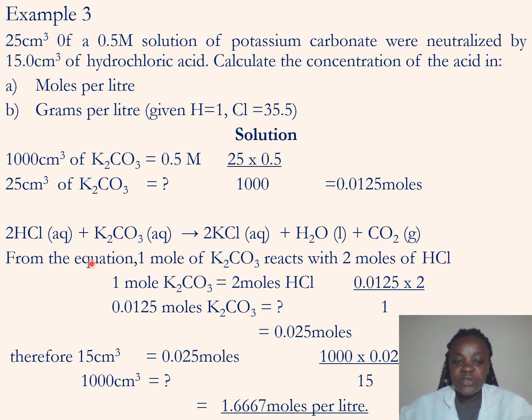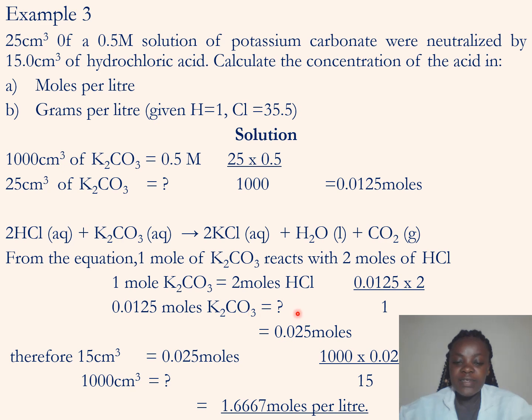Now, from this equation, we have seen that 1 mole of potassium carbonate is reacting with 2 moles of hydrochloric acid. So this is the relationship we are going to use to get the number of moles of hydrochloric acid that was used in this reaction. So if from the reaction we have seen 1 mole reacting with 2 moles, and 1 mole of potassium carbonate is 0.0125 moles, as we have seen in the first step.